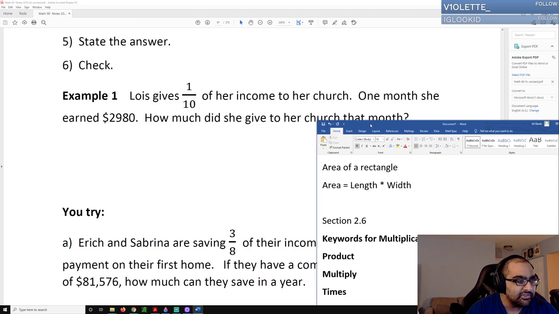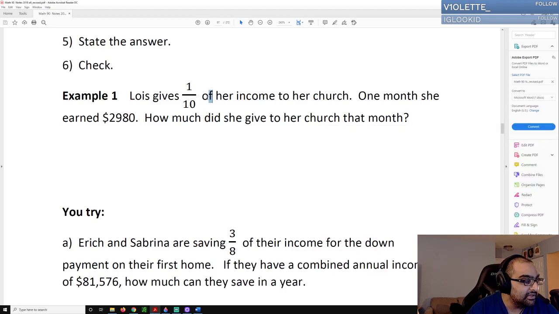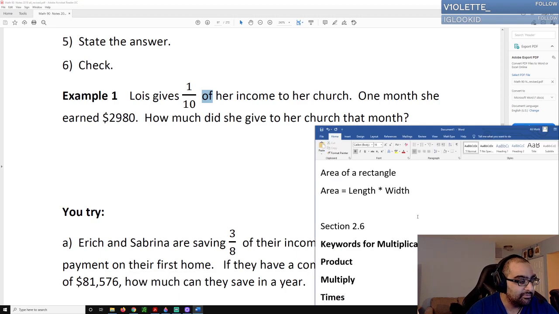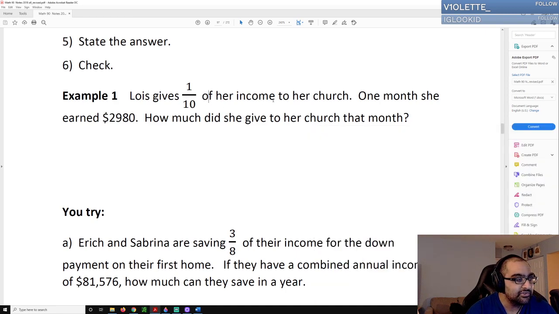So exactly what word is that? Well, surprisingly enough, that word is the word "of." All right, so of all the words in this particular word problem, "of" is going to be the most important word. The reason why is that that is definitely a keyword for multiplication. So when it says Lois gives 1/10 of her income to the church, that's 1/10 times her income.